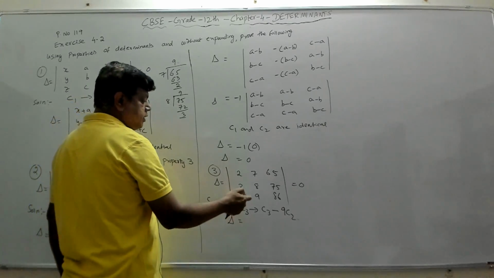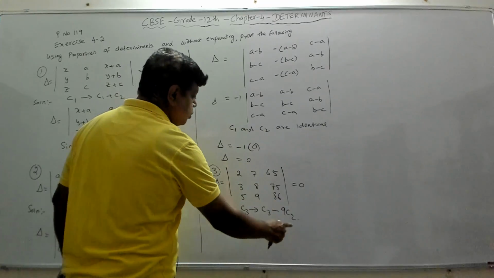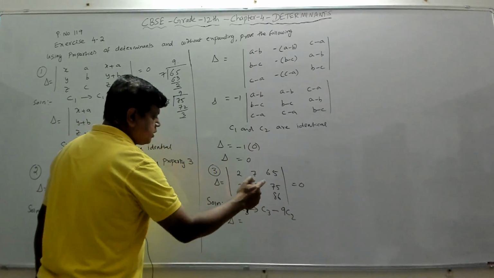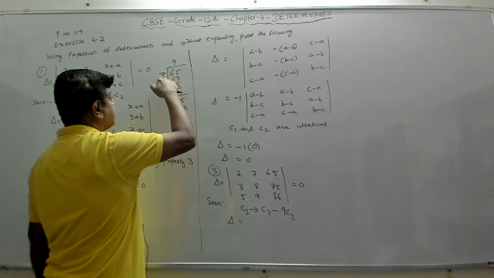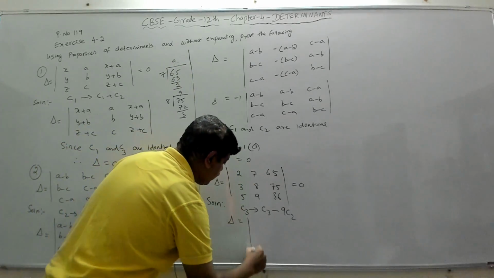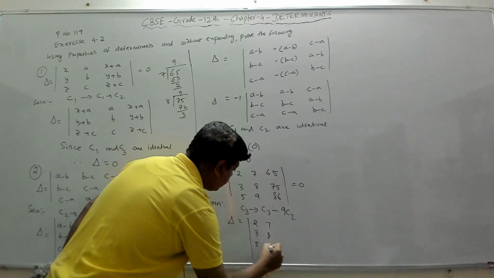The quotient is matching in all of them. When you divide by this, the quotient is coming as 9. So that's why I am saying, let's do C3 minus 9 times C2. How do I know 9? Because 9 into 7 gives me 63. So if you do that, what do we get? We get 2, 3, 5. Here 7, 8, 9.